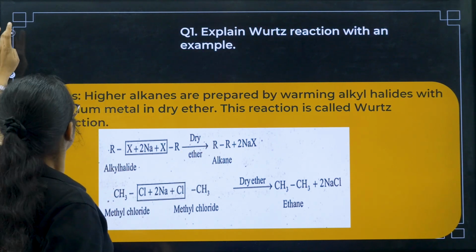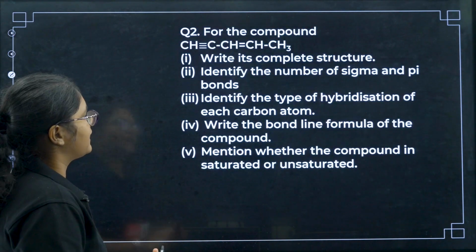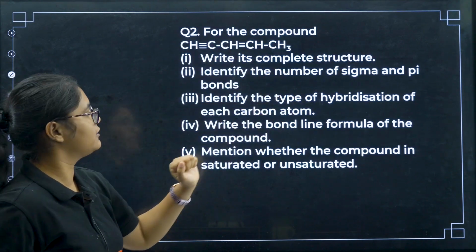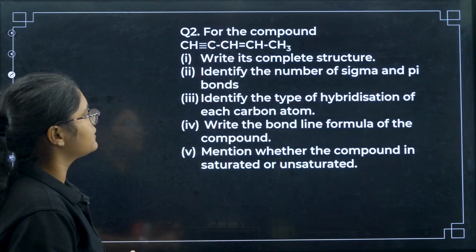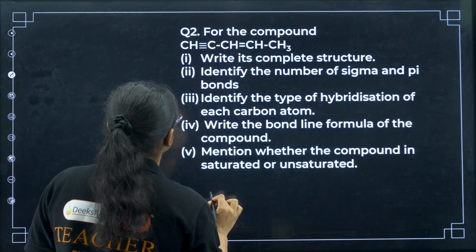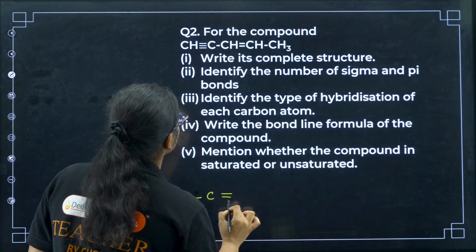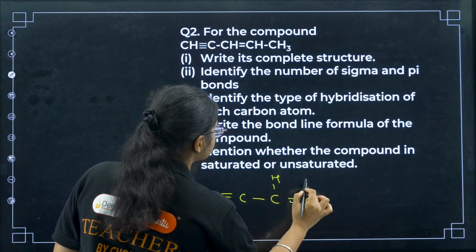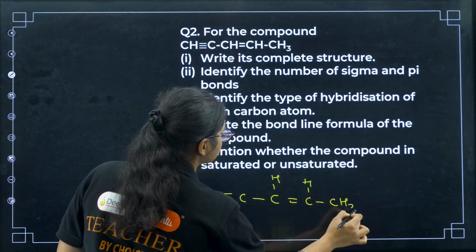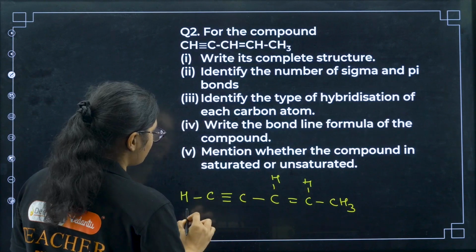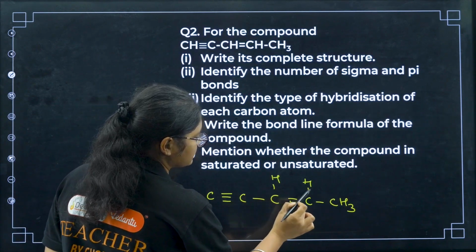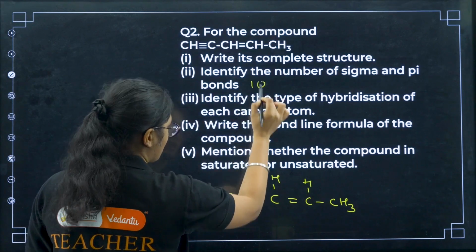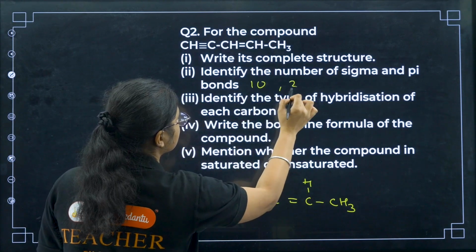Okay. Next you have this compound question, write the complete structure. So CH3 double bond, so you just have to draw the bond line formula. Then identify the number of sigma and pi bonds. So if you see, the structure is like this, right? CH triple bond C, then I have CH double bond CH, then CH3. Okay, so how many sigma bonds we have? 1 2 3 4 5 6 7 8 9 10. So I have 10 sigma bonds. And how many pi bonds we have? We have 3 pi bonds.